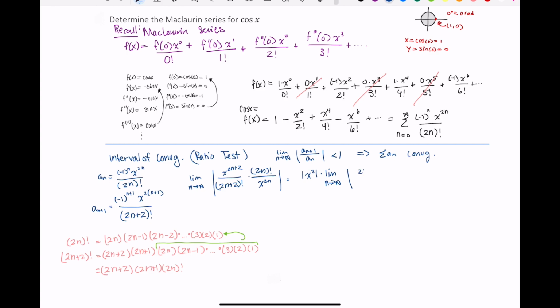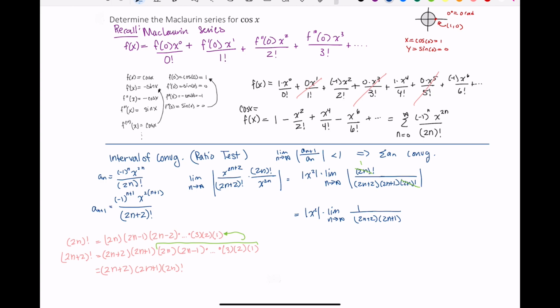I have 2n factorial divided by 2n plus 2 times 2n plus 1 times 2n factorial. Okay, well, the 2n factorial divided by 2n factorial, that's clearly 1. And what we end up with is the limit as n approaches infinity of 1 over 2n plus 2 times 2n plus 1.